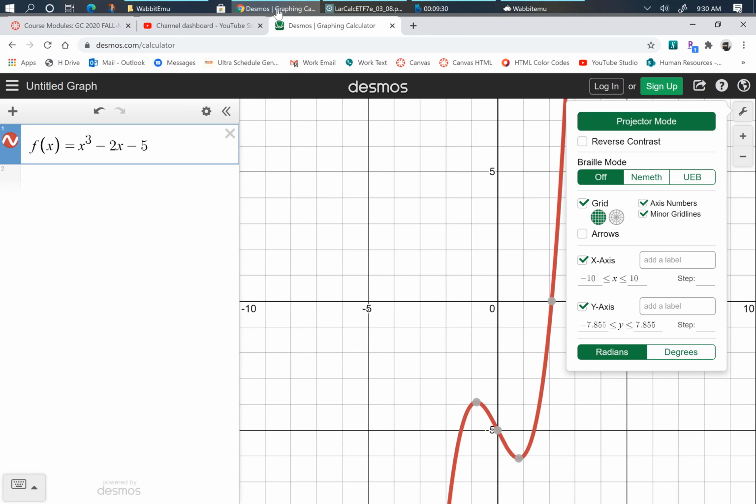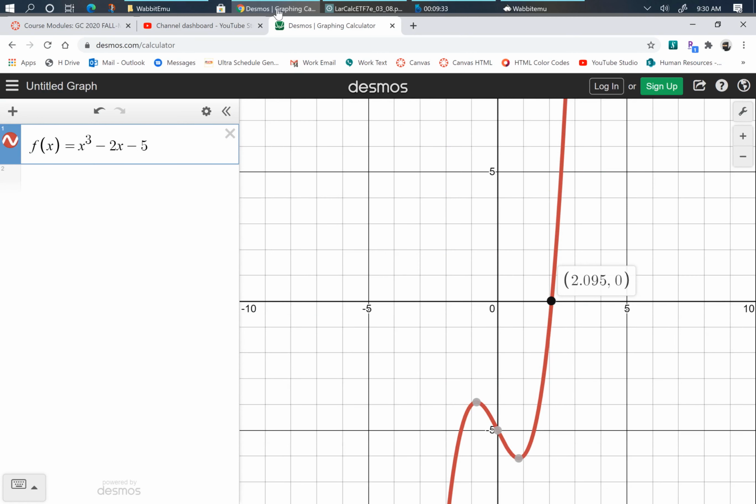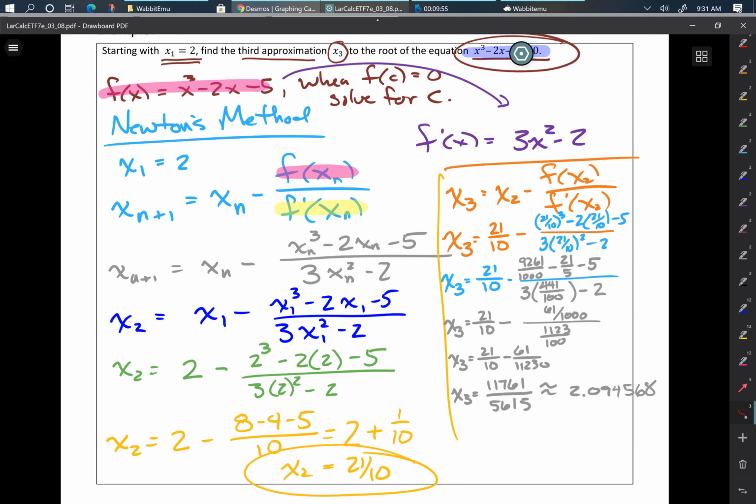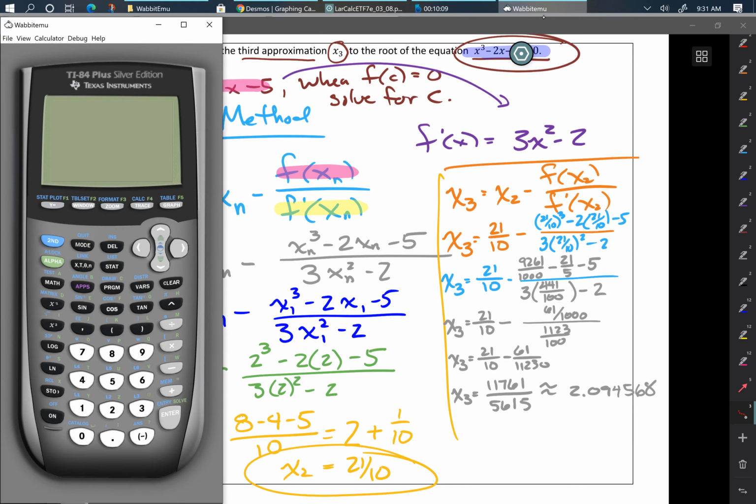Well, Desmos says 2.095. Looks like I got it right. So now your question, I'm sure that someone's asking, is why do I care about this if Desmos can do it for me? Well, somebody programmed Desmos. Someone programmed that in there to do this. How did they program it? Right? And so they were using something related to or similar to Newton's method. It's an iterative process. Now, the other nice thing about Newton's method is because it is essentially a loop, it's really easy to program it.